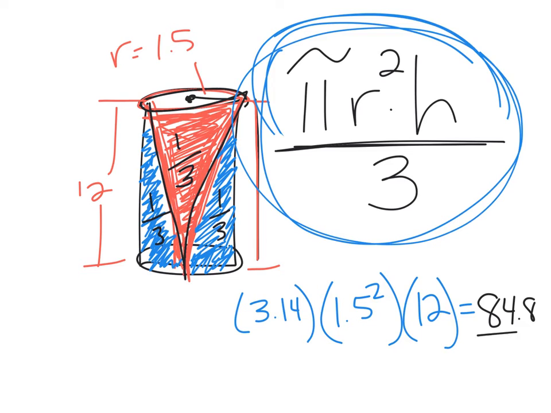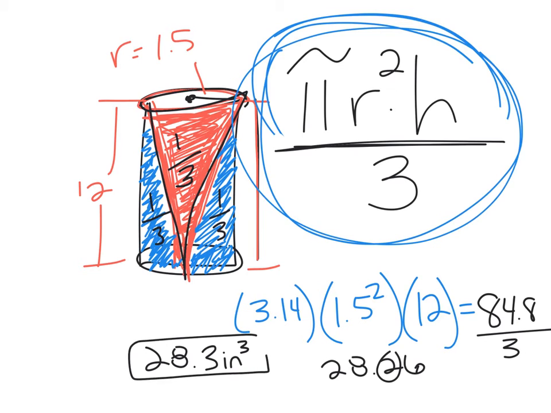Now we're going to cut that into a third of that. I only want to know what 1/3 of that is. So you're just going to divide that by 3. So 84.8 divided by 3 is going to be 28.26. Now can I round that up? This tenth can round up, right? So really it's going to be 28.3. And it's going to be inches cubed. And that is now the volume of the cone versus the cylinder.